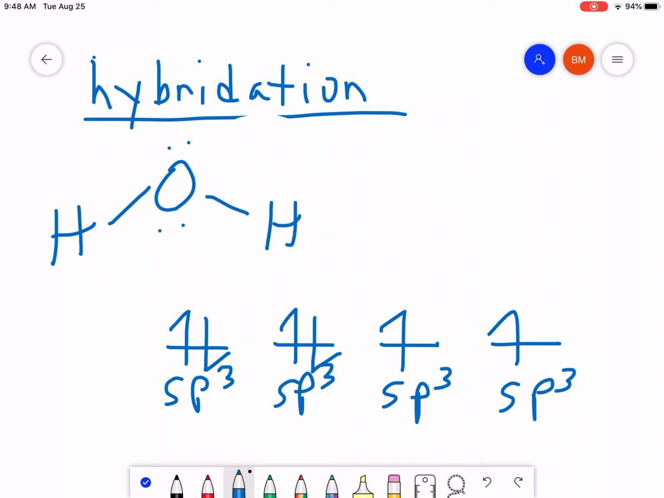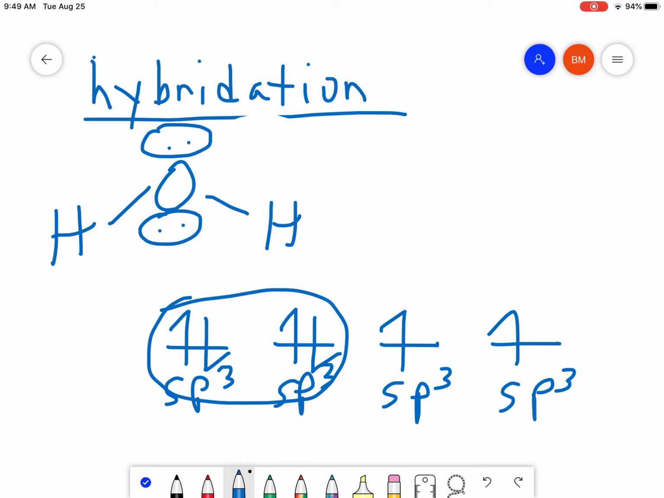All right. 2 completely filled orbitals means 2 unshared pairs. And we have 2 hybrid orbitals with unpaired electrons that can be involved in bonding. Those are going to correspond to the single bonds we see to hydrogen.